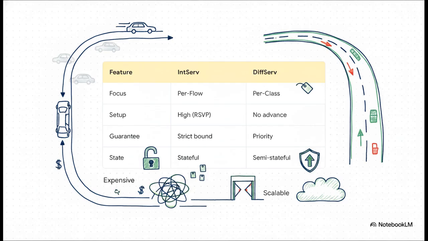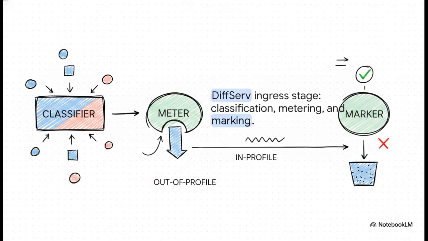DiffServ took a totally different approach. It focused on per-class treatment, practically grouping traffic into fast and slow lanes using tags, with no advanced setup required. Instead of strict guarantees, it offered expedited treatment, making it semi-stateful, highly scalable, and much easier for service providers to actually deploy.